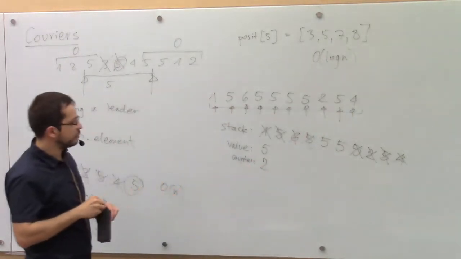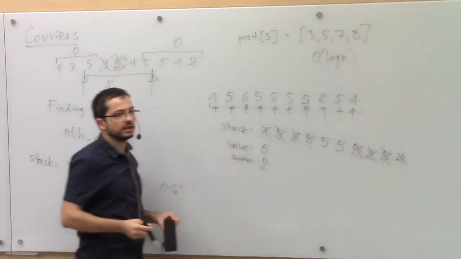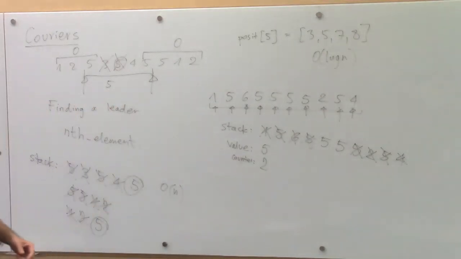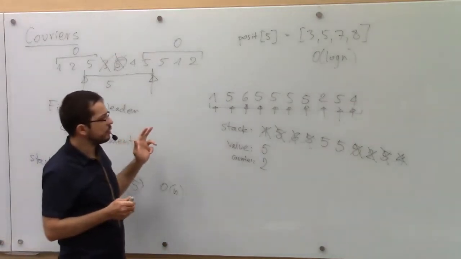So at the end, we know that we have 2 values of 5 on the stack, and 5 is the candidate for the leader, and we can test it using the prefix sums. Okay, so what do we have here?